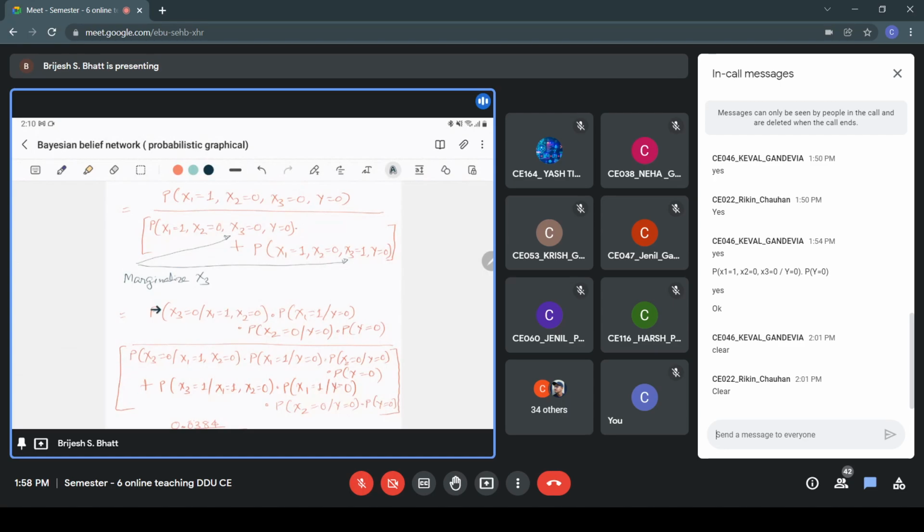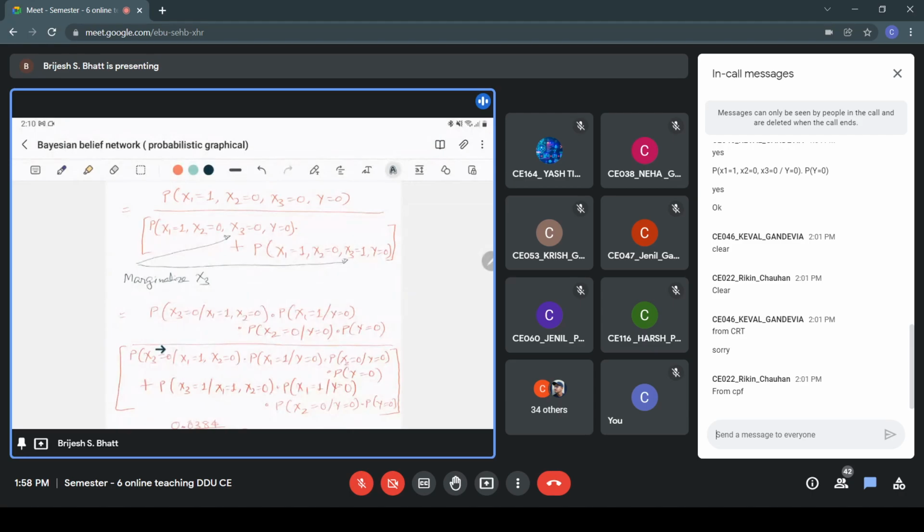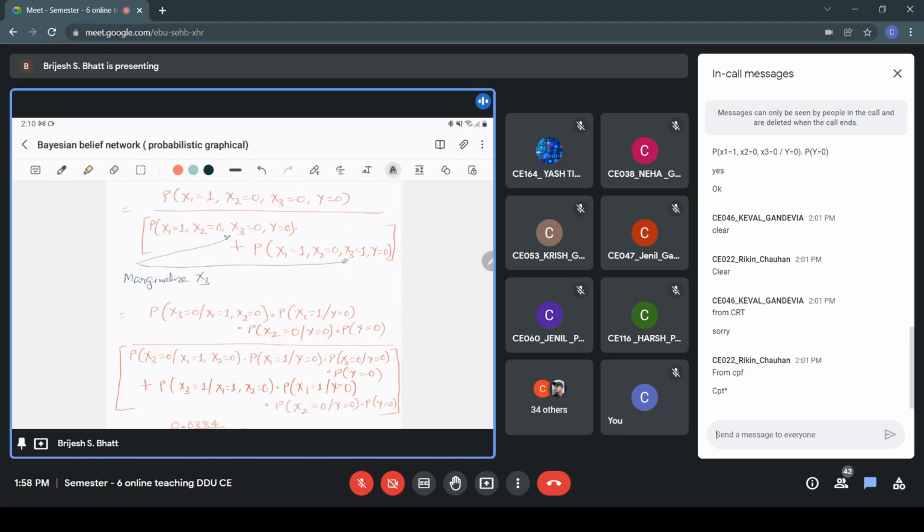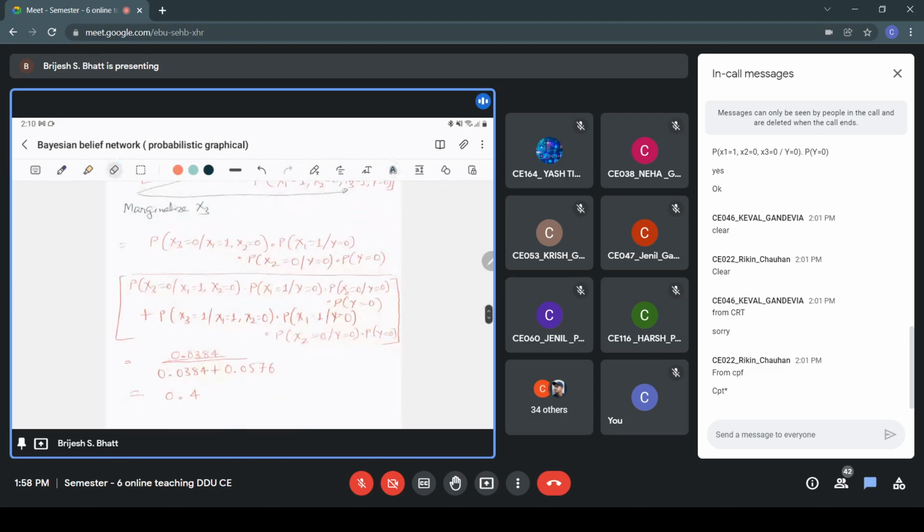Okay. So now how do we calculate this? From where do we get this value? Yes, from the CPT. We look at the conditional probability table and we fill in this value. So let us do that. I have the final answer, but I will erase it for now. So now we look at the conditional probability table and we try to fill in these values.